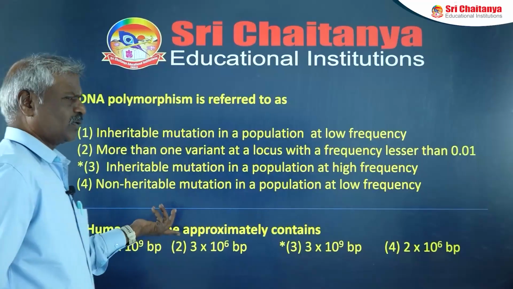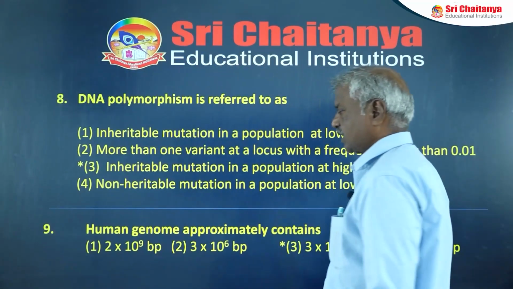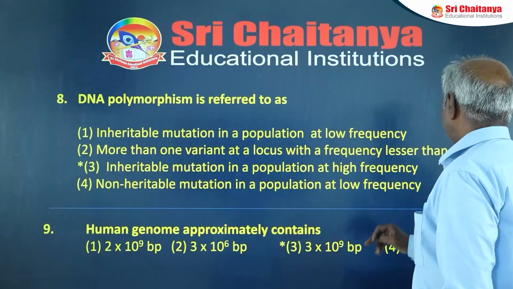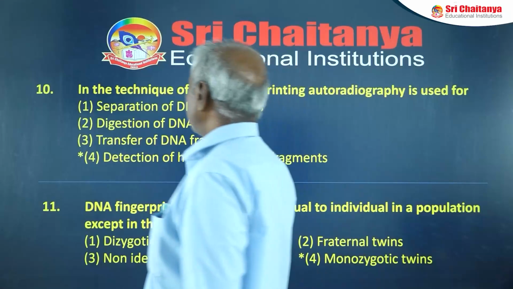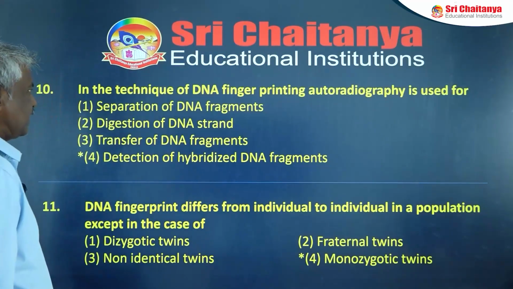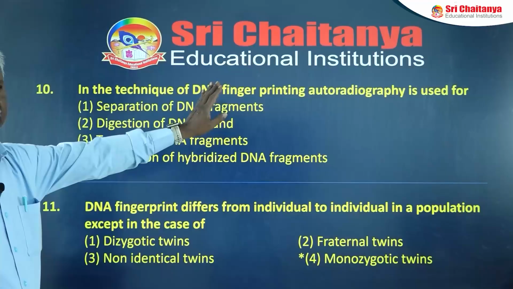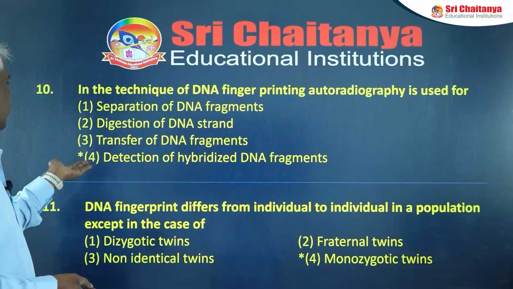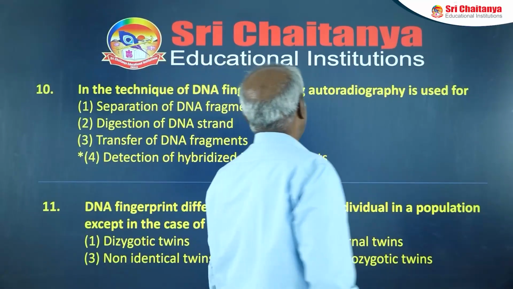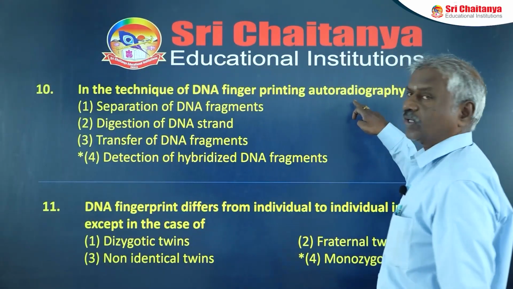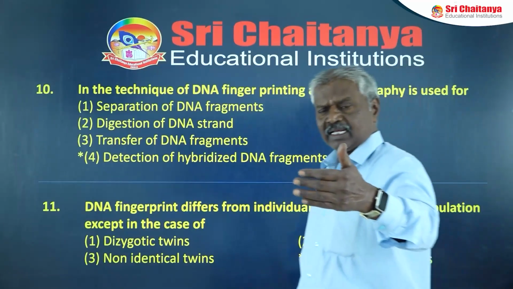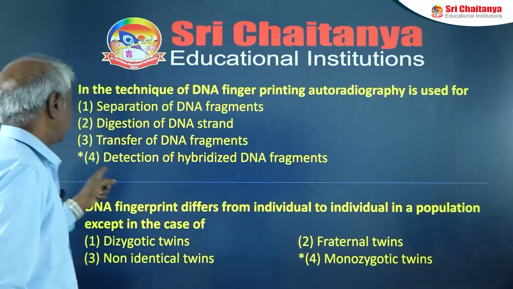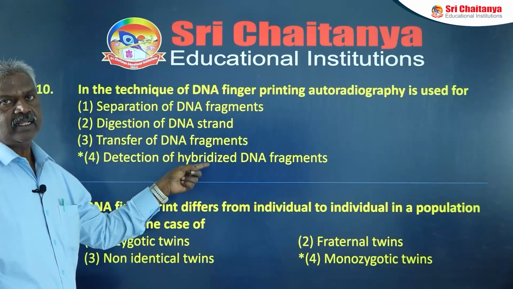Then the Human Genome fair question, a direct question, memory based, numerical: the Human Genome Project approximately consists of 3 into 10 to the power of 9. And after that, the 10th question: in the technique of DNA fingerprinting, autoradiography is used as the final step. When the radioactive probe is linked with the VNTR, finally we detect the hybridized DNA fragments with the help of autoradiography. That is the genetic marker.